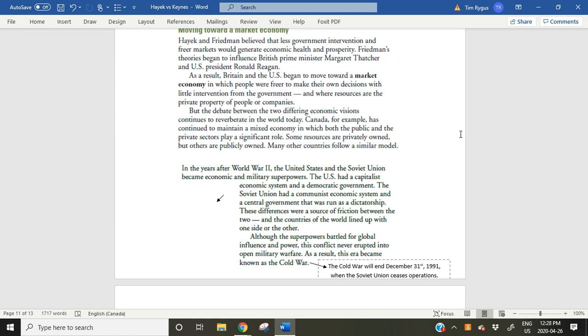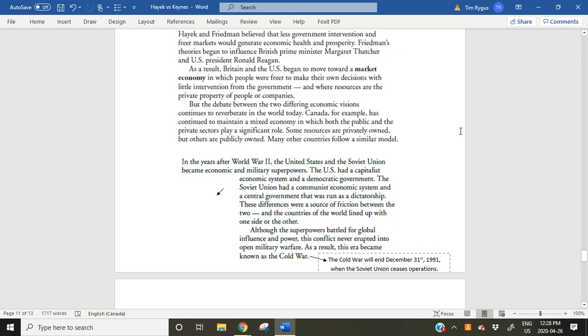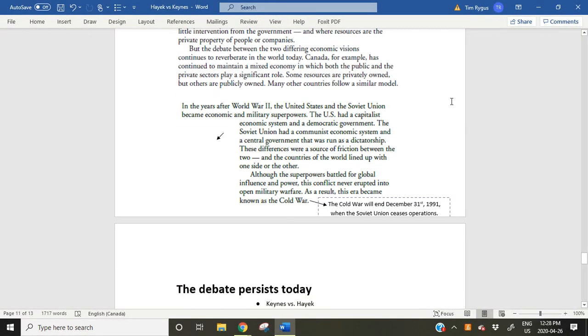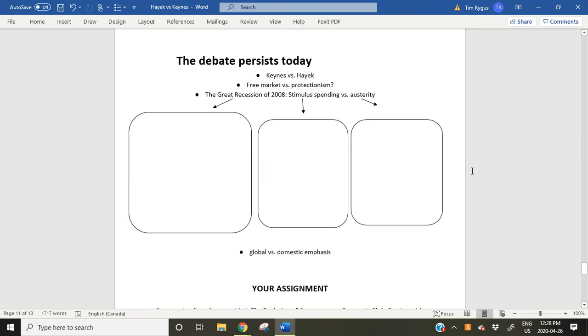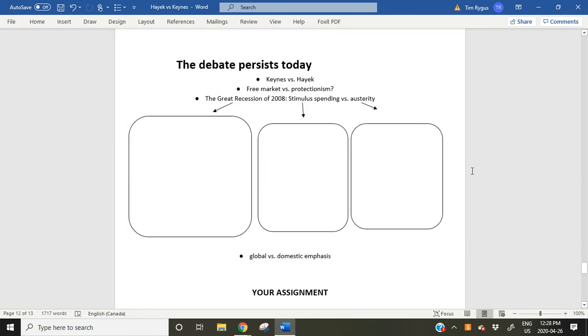In the years after World War II, the US and Soviet Union became economic and military superpowers: capitalism and democracy versus communism and a central government. This was a source of friction for decades. This is called the Cold War, and it lasted until December 31st, 1991. At this point, the Soviet Union ceased operation, and essentially you could say that capitalism won and came out on top. So the debate persists today: Keynes versus Hayek, free market versus protectionism.